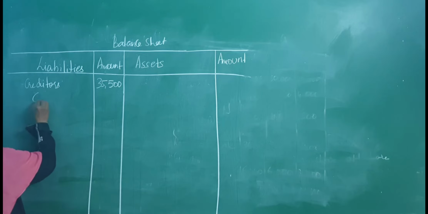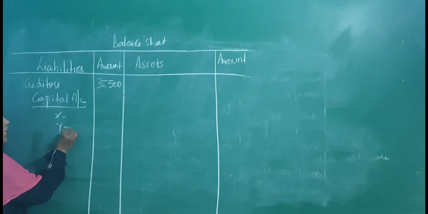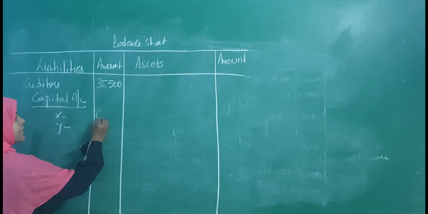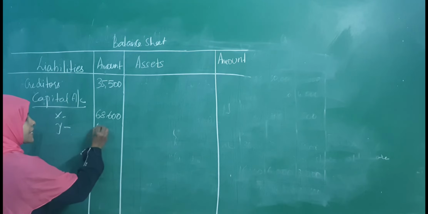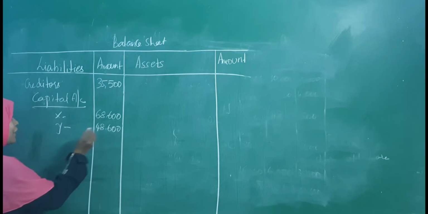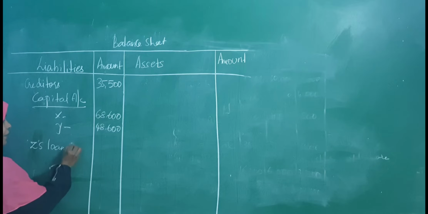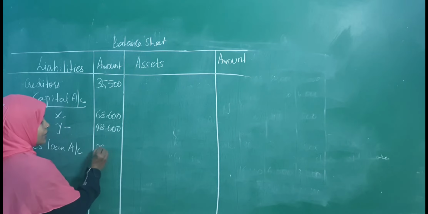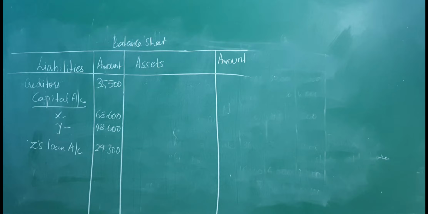When you are taking capitals, first write down for the existing partners. Capital accounts, X and Y. What is X capital? They have given 68,600 and 48,600. When you're writing for Z, you have to write Z's loan account, because he is a retiring partner. You have to settle his amount, 29,300. Fine. Liabilities, whatever is given. Next you will go for capitals.